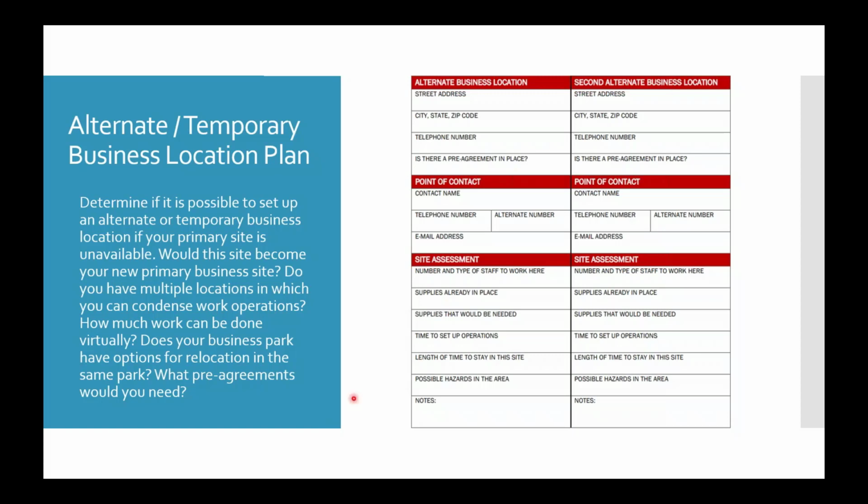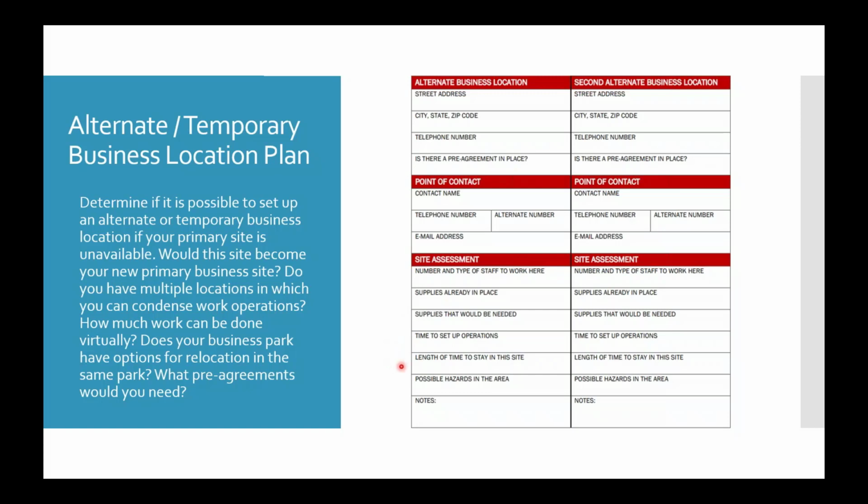So can you get that alternate location in place? Maybe if you're in a business park, is there vacant space? If you're a tenant of a large strip mall, maybe there's open bays there. Maybe you could use that. So whatever you can do, look at prearrangements, look at alternate business locations, maybe a second alternate location. Who are the points of contact for those? And how many staff can that site hold? Are supplies pre-staged? How long would it take to get it up and running? Maybe you'd only use it if you're down for 3 days or more, but is this available to you? How long could you stay there?